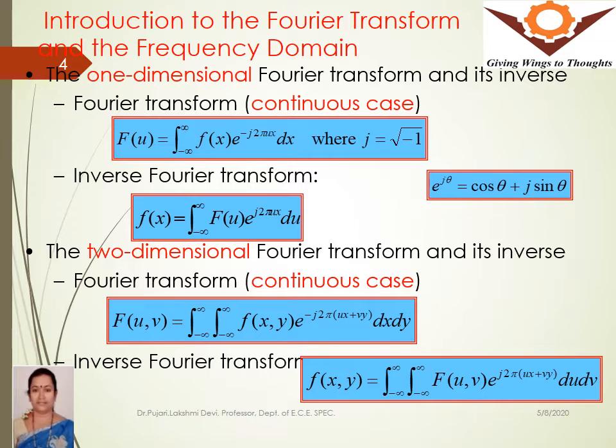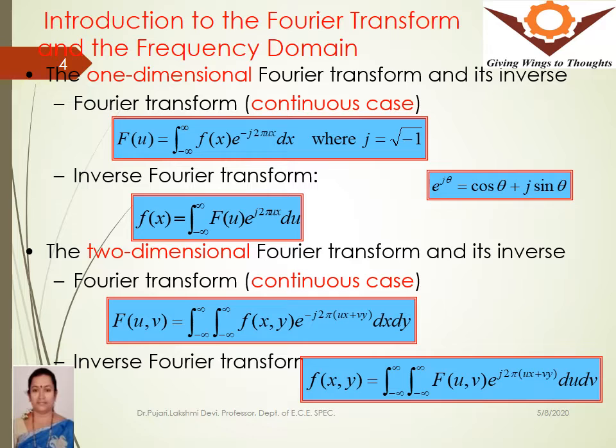Here, e power j theta equals cos theta plus j sin theta. Wherever it is essential, we can substitute e power j 2 pi ux equals cos 2 pi ux plus j sin 2 pi ux. That's the reason it is given here: e power j theta equals cos theta plus j sin theta. Then, this is in the case of the one-dimensional transform.